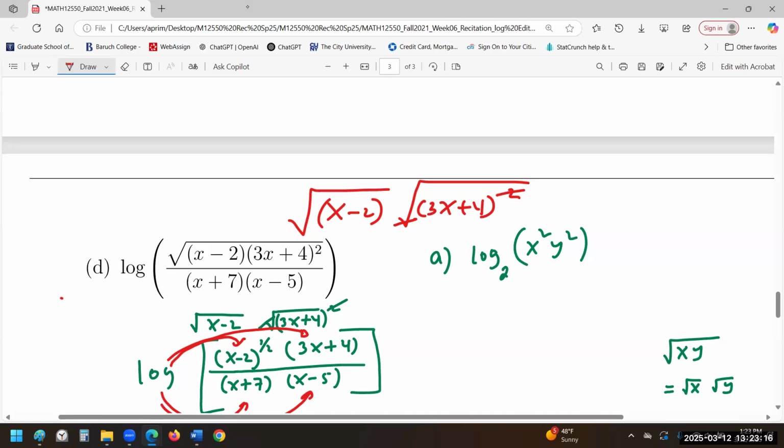And log hates power, right? So what do you do with the power? X to the square and y to the square. Anytime you have a power, what do you do with the power? You bring it down as a coefficient.